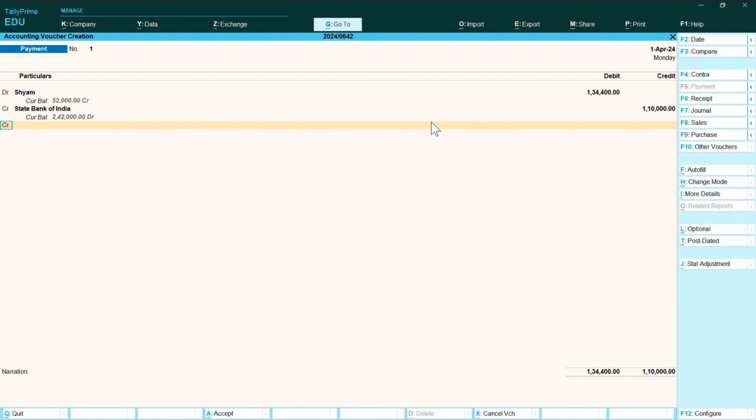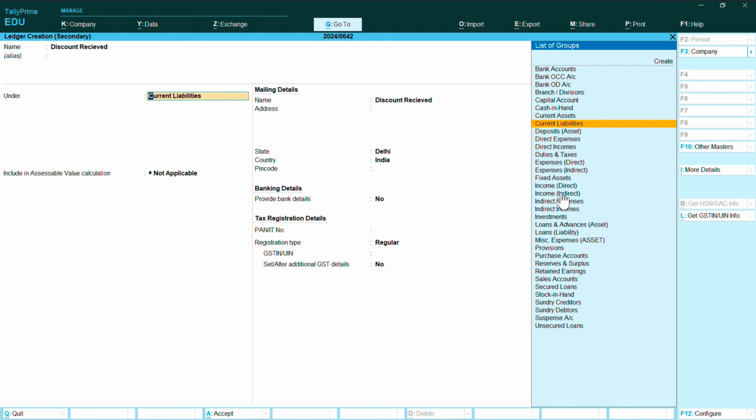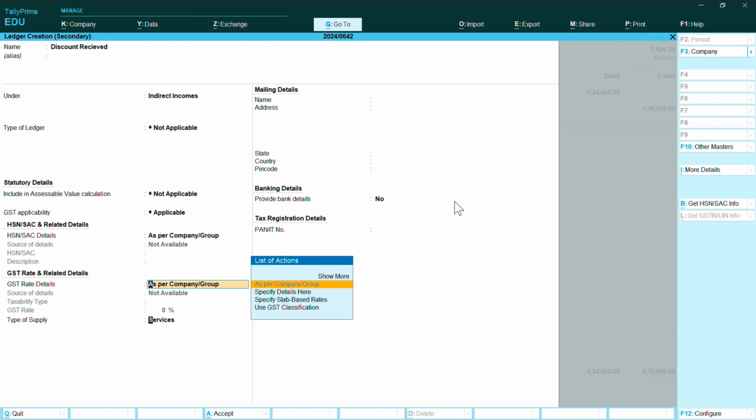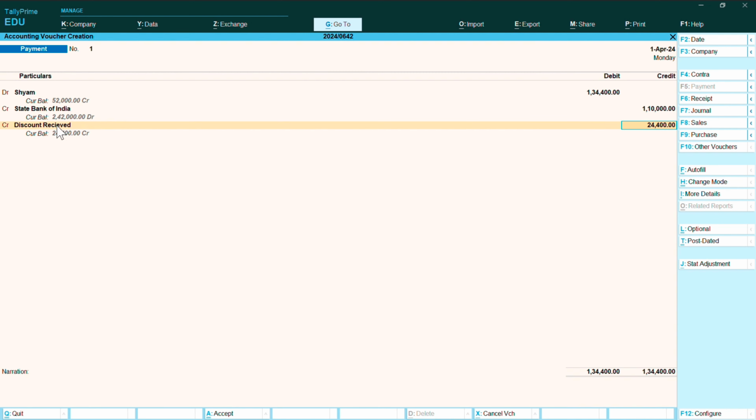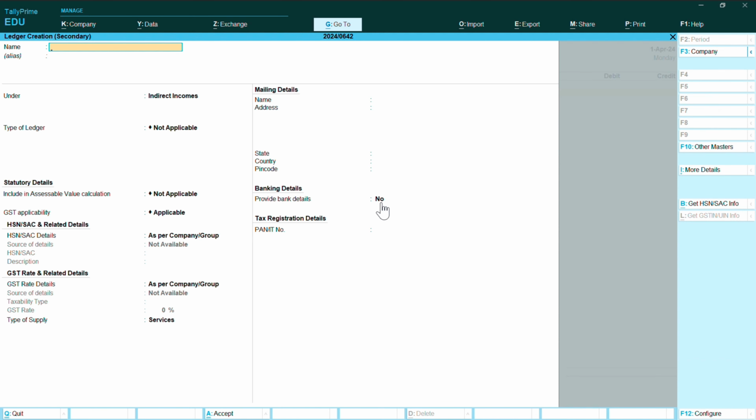We have received the discount, but we don't have a discount received ledger, so first we need to create it by pressing Alt plus C. Here in this entry we have allowed the discount, but we don't have the discount allowed ledger. So first we need to create it.